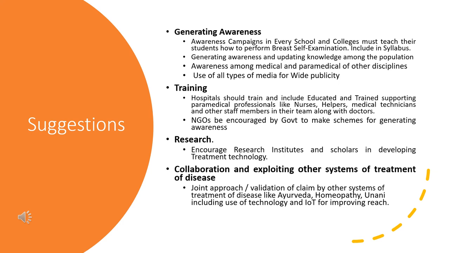The third thing is research. Encourage research institutes and scholars in developing treatment technology. The fourth is collaboration, exploiting other systems of treatment of disease. A joint approach, with validation of claims by other systems of treatment like Ayurveda, Homeopathy and Unani, including the use of technology and the internet for improving research, must be done.